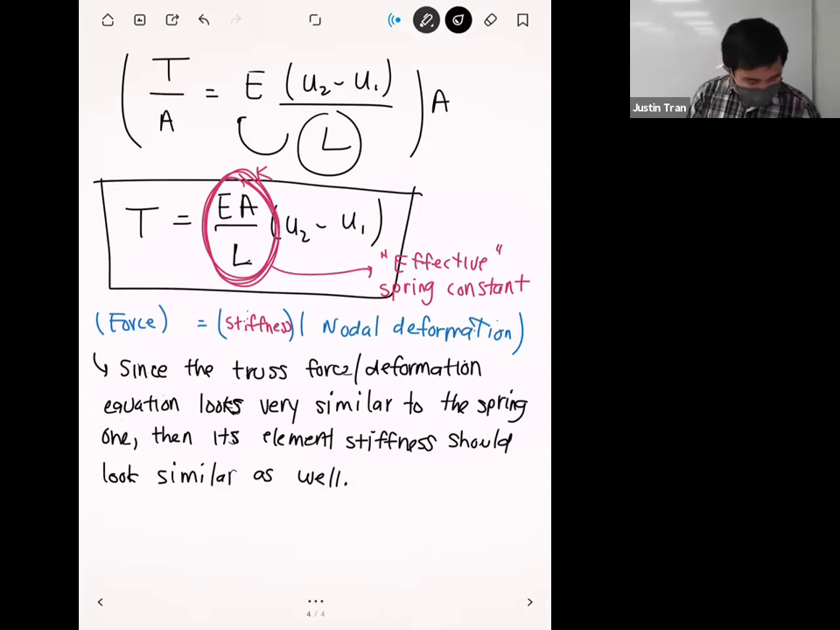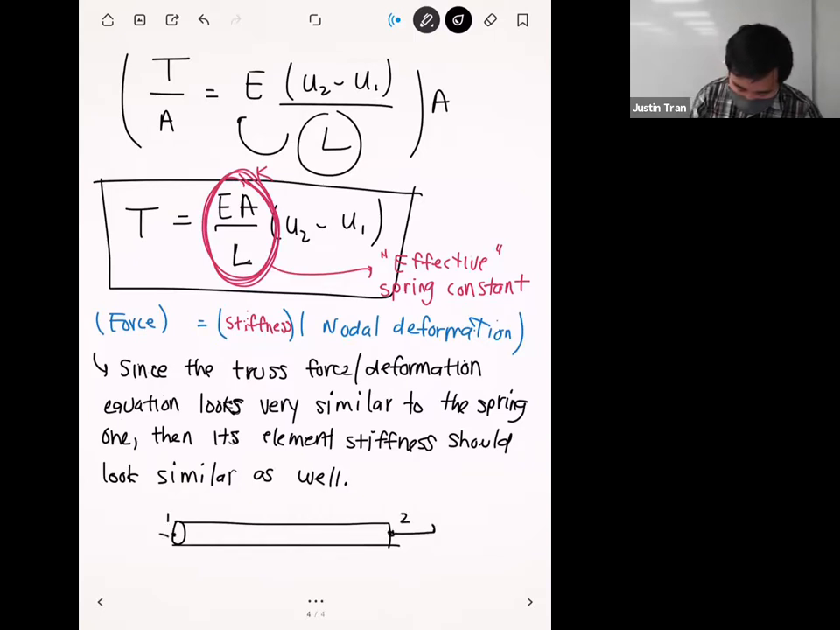And so to convince you further, let me go ahead and generalize the truss element. If we draw our truss element again, but instead of saying we have a force of T on both sides, let's write it as a general F1 and F2 on both sides, with the accompanying displacements, so we have U1 and U2.